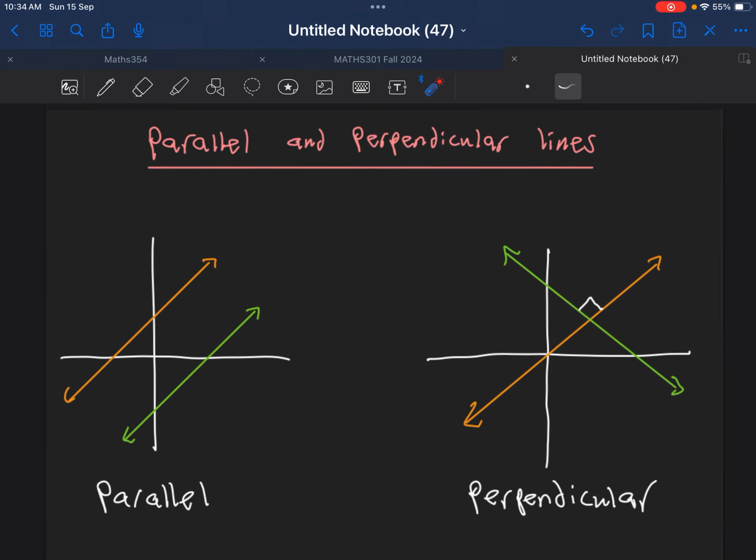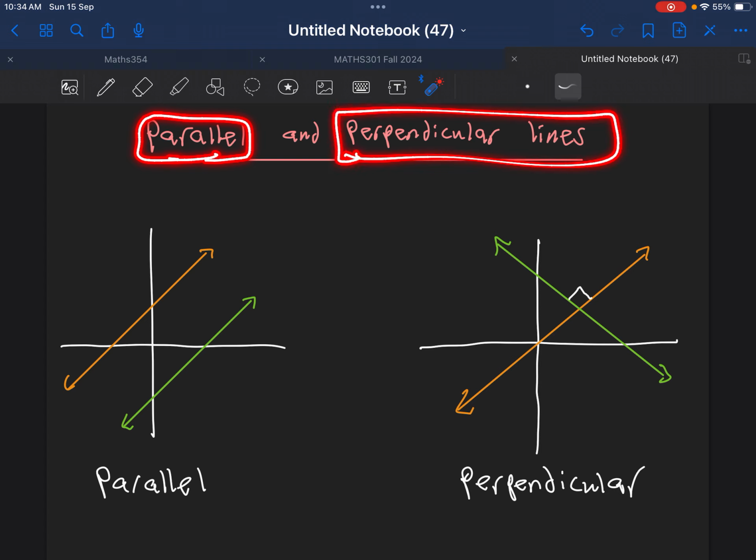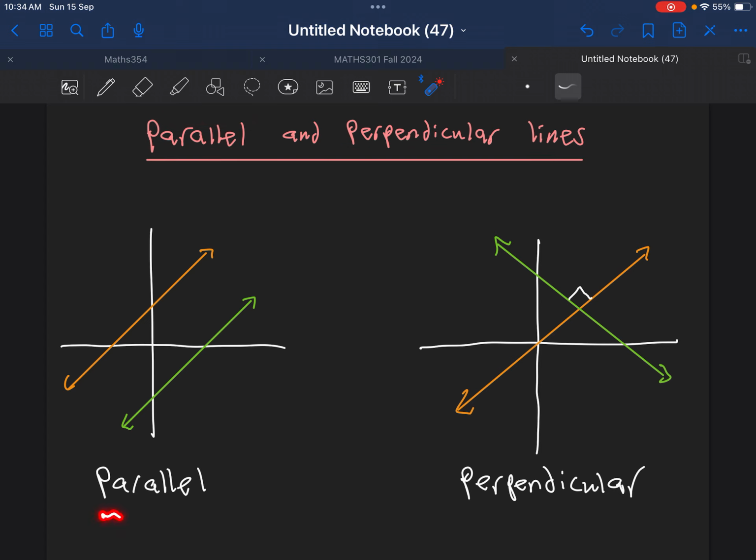Hello and welcome. In this video, we will talk about two cases for the lines. If we have two lines, they could be parallel to each other, or they could be perpendicular to each other, or they could be neither.